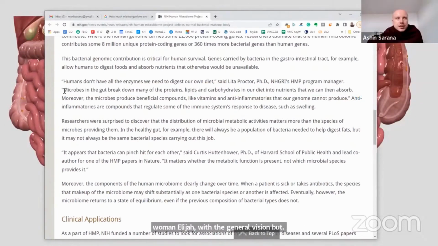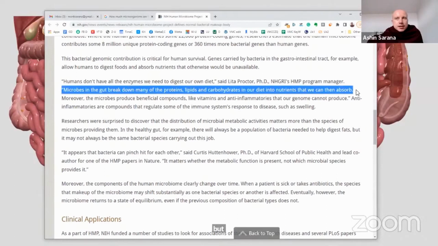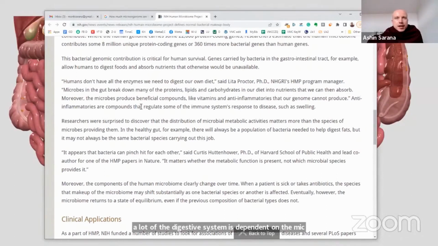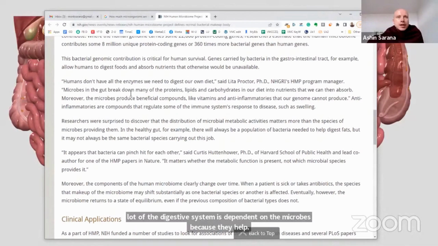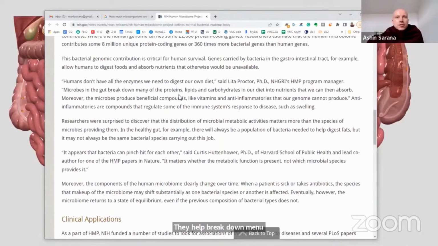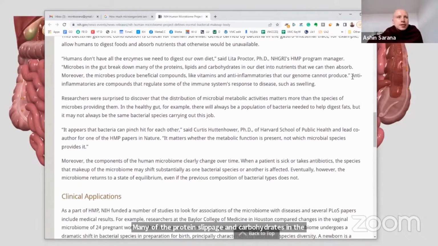A lot of the digestive system is dependent on the microbes, because they help break down many of the proteins, lipids, and carbohydrates in the food, and then they also produce beneficial compounds like vitamins and anti-inflammatories. So the bacteria are essential for survival, for our survival.